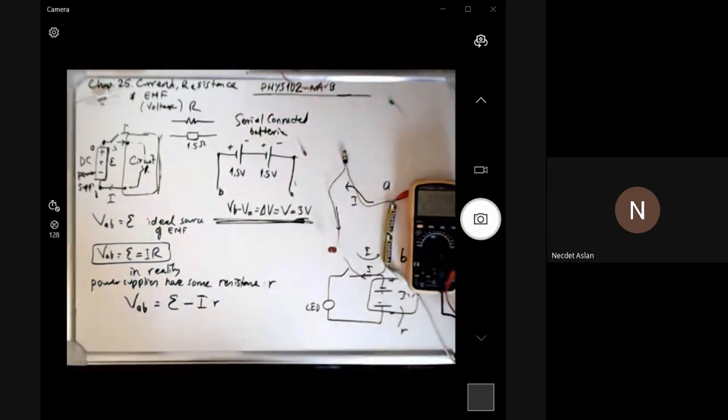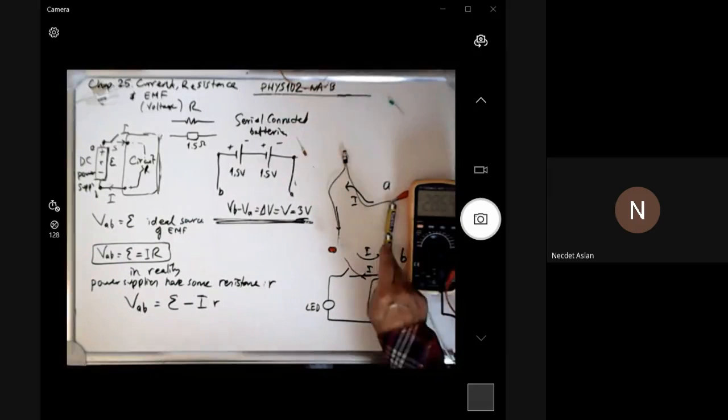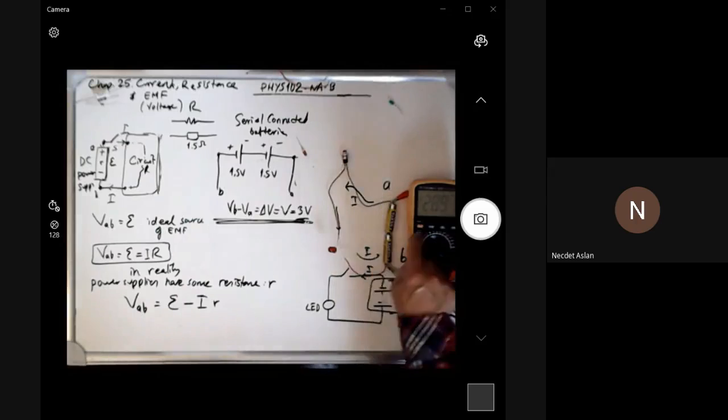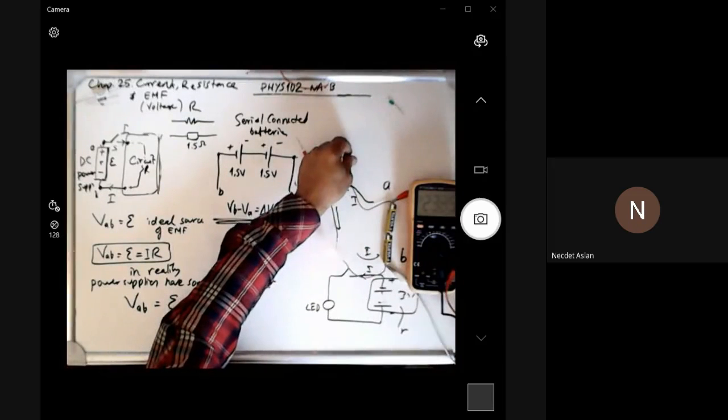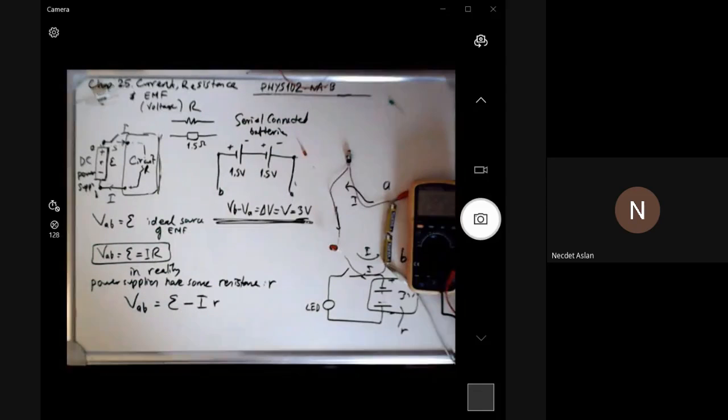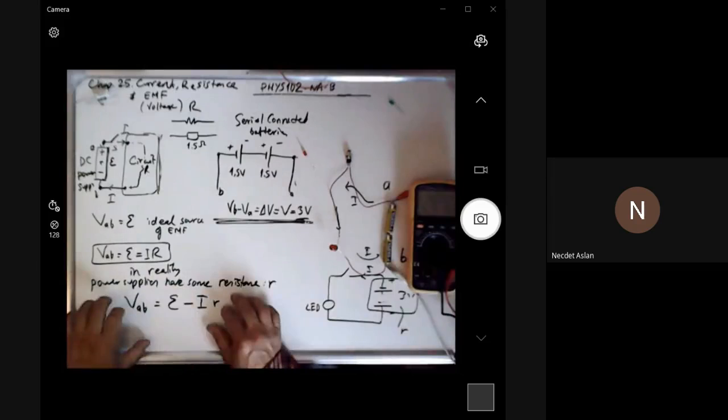Now when I leave it, again, it 2.8. So it will cover up again because there is a chemical reaction inside here. So as you see, 2.9 volts reduces to 2.3 volts instead of 2.93. So this is the real life.